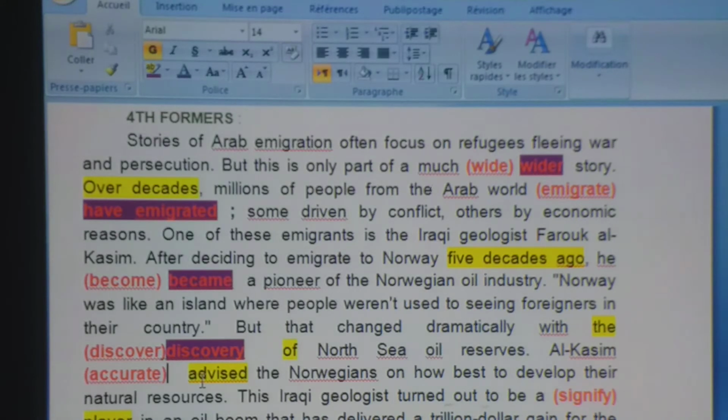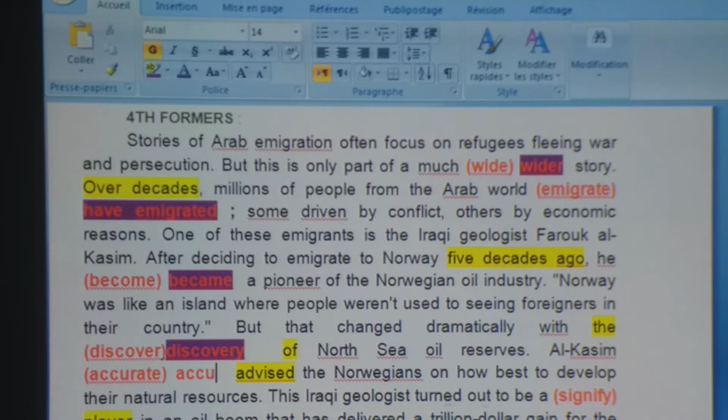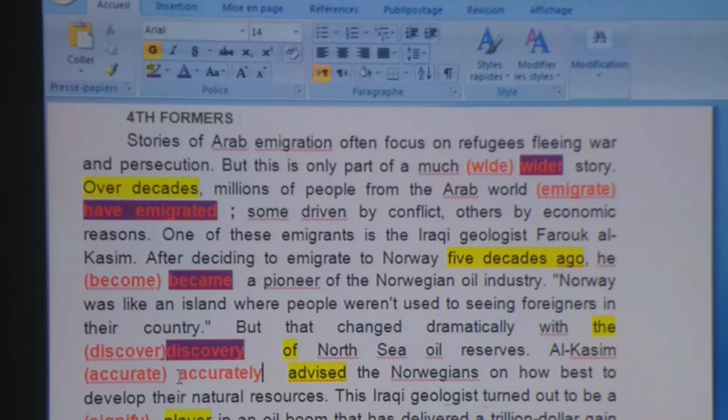So Al-Qasim advised how? How did he advise? Accurately. So I need here an adverb, to describe or to modify the verb advised. To advise, and the noun is advice, which is spelled with C and pronounced as S. So accurate is an adjective, accurately is the adverb, and accuracy is the noun. Advised the Norwegians on how best to develop their natural resources.